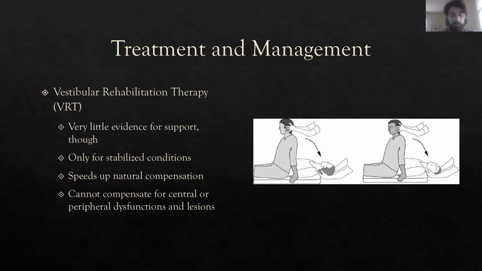However, there is not much empirical evidence to support its efficacy here. It should only be used in stabilized conditions where the patient is not actively getting worse or seeing variable symptoms. Neuro-PT is not used to solve problems, it is only used to facilitate the body's natural and compensatory processes. On the right, we have a picture of a common VRT procedure called the Dix-Hallpike maneuver.